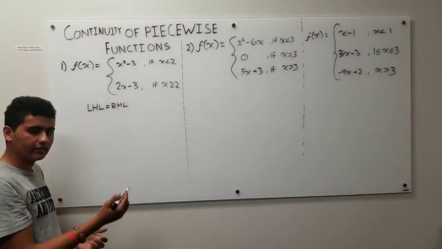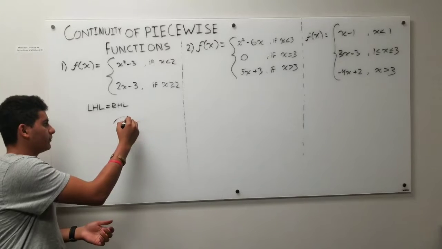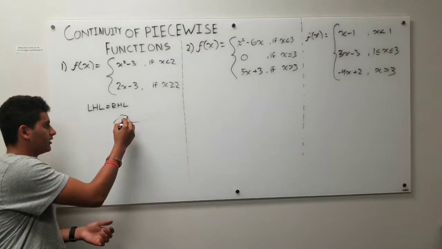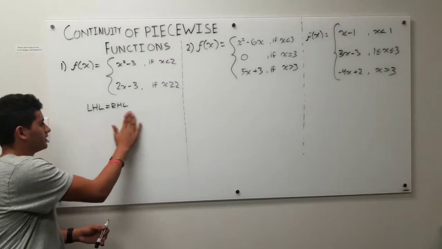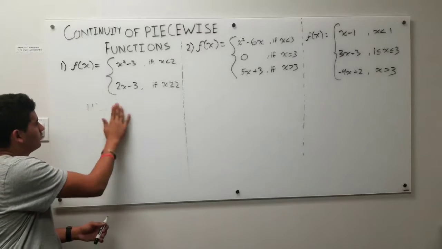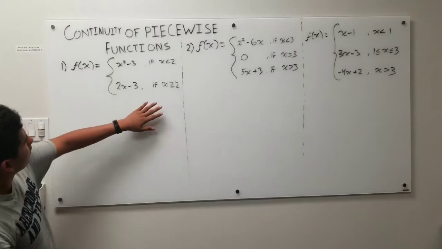So if we have this graph over here and we have this as a point, the left-handed limit is the limit from the left side, and the right-handed limit is the limit from the right side. So why don't we head on into actually solving this problem instead of going over all of that.